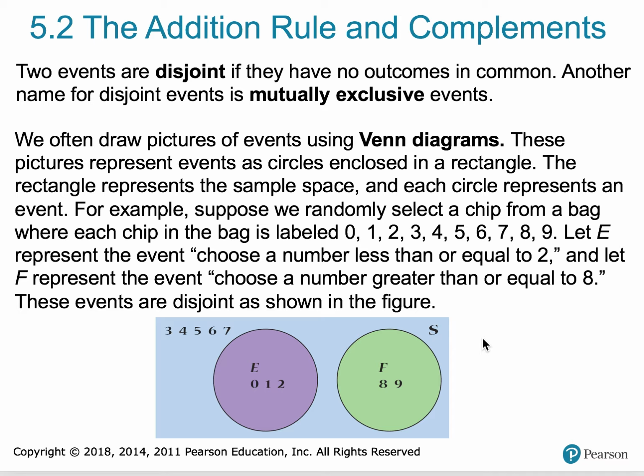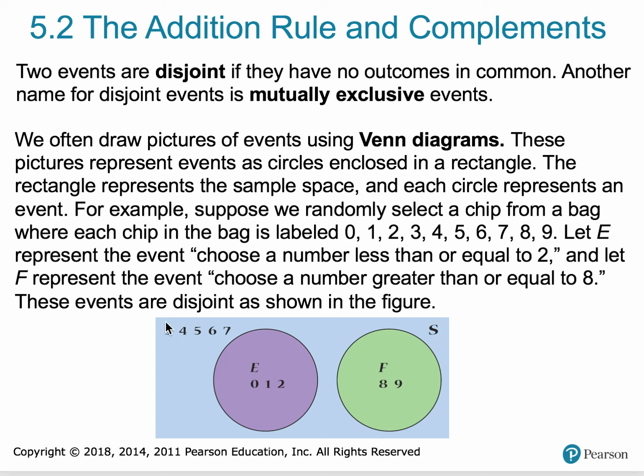For example, suppose we randomly select a chip from a bag where each chip in the bag is labeled 0 through 9. We're going to let E be the event of choosing a number less than or equal to 2. 0, 1, or 2. Okay, and let F be the event: choose a number greater than or equal to 8. So 8 or 9. So that's what's shown here.